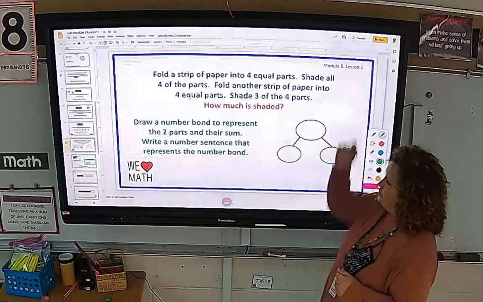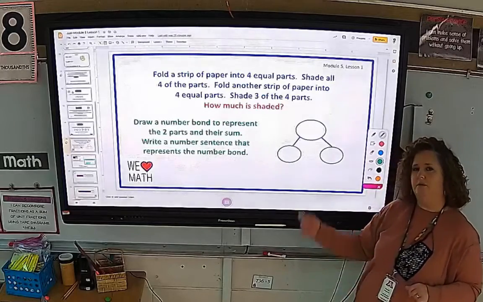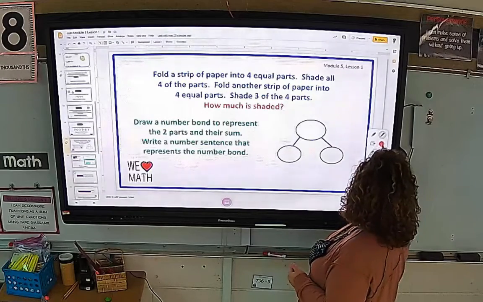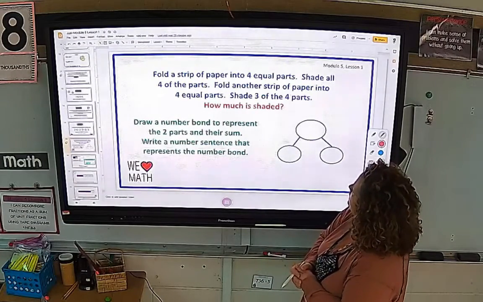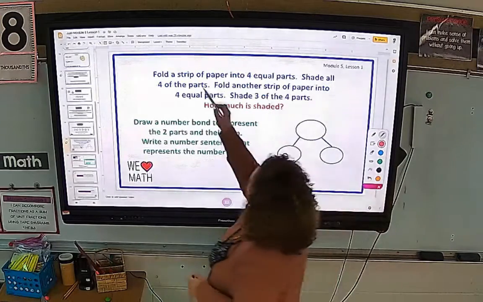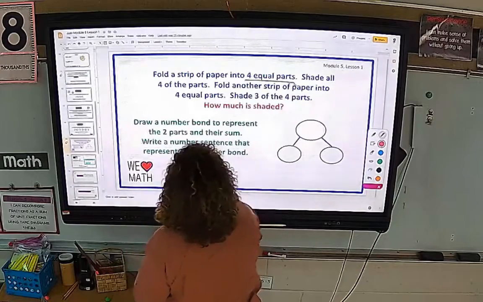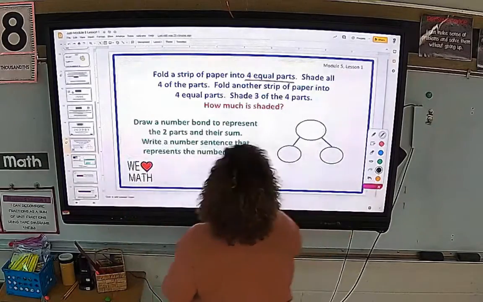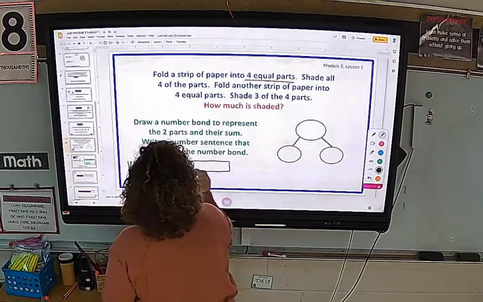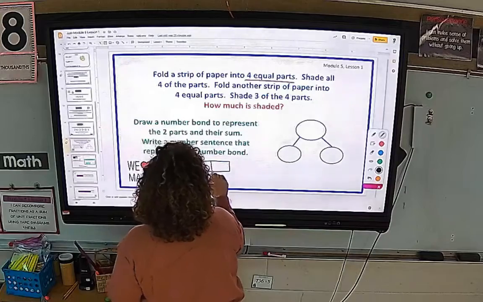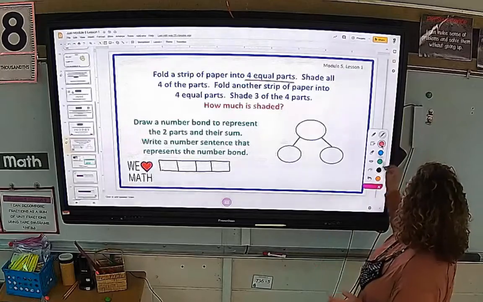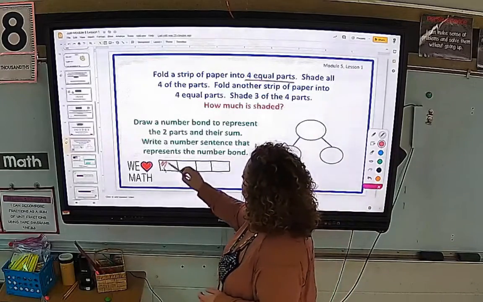Now, once again, they're asking you to fold a strip of paper, and I'm not going to ask you to do that. I'm going to draw what they're asking you to create so that you can see it better. What they're asking you to do is to take a strip of paper and to fold it into 4 equal parts. Now, this is really important that we see this, because every now and then we're going to see this happen, and I want you to understand what's happening. It asks us to shade in all of the parts.